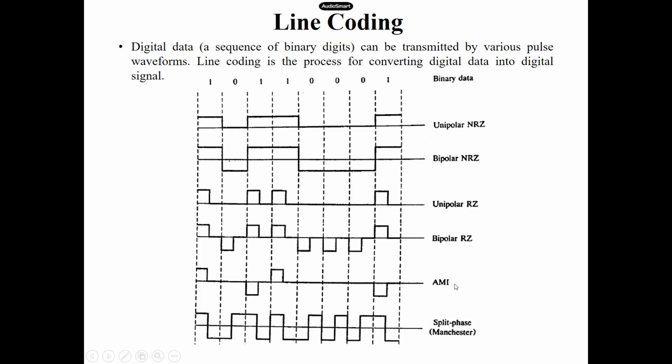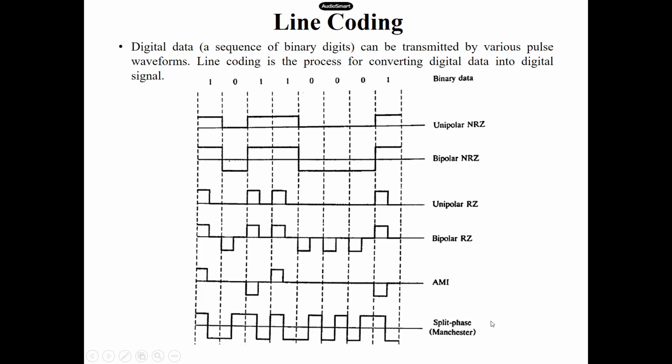AMI is alternate mark inversion. What we are doing is that alternate 1s are represented by a high and low of this form. The first 1 which appears will be represented by a positive pulse and then going to 0. And 0 will be represented by a 0 level only. When the next 1 appears, it will alternate, meaning this will go to the negative side followed by a low. The next one will be represented by a high on the positive side, and so on.